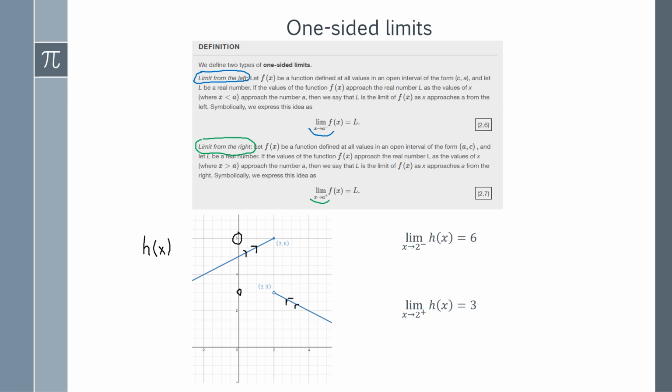Here is how you would write this. We say the limit as x goes to 2 from the left, identified by that negative sign, is equal to 6. And then the limit of h of x as x goes to 2 from the right side is something different. That's 3. There is nothing wrong with this. 6 and 3 are not the same, and that is absolutely not a problem. That can happen. The two one-sided limits do not have to be the same.